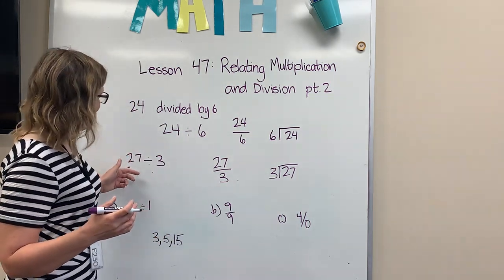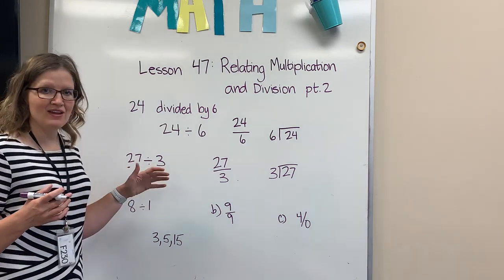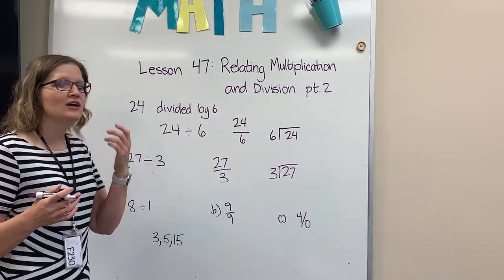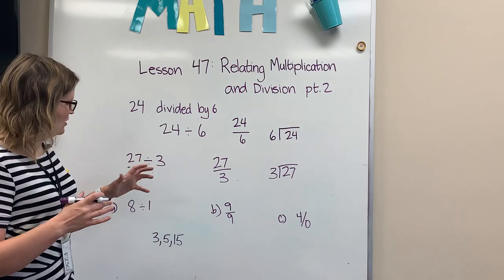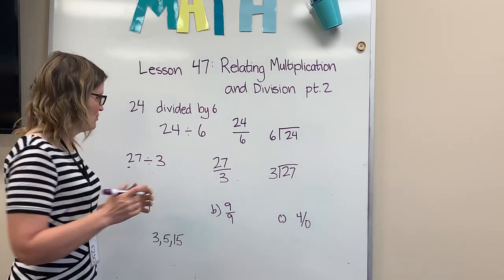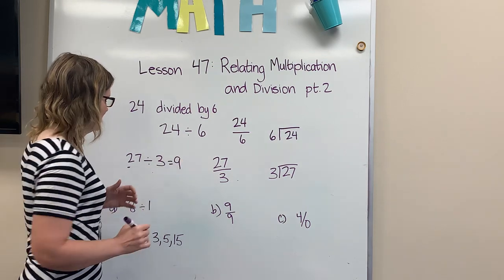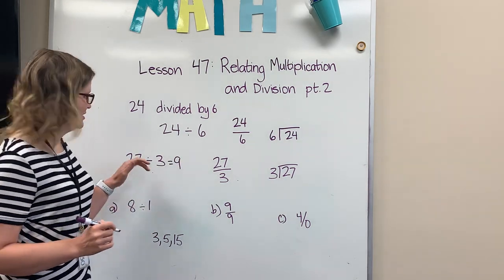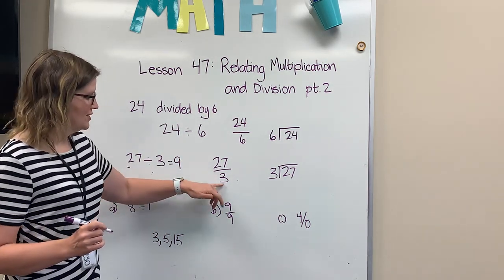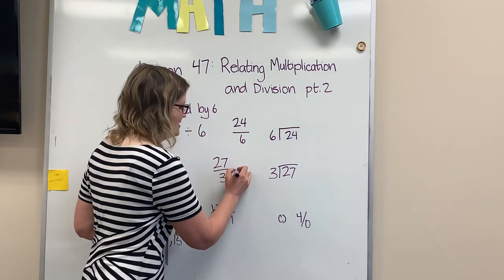Let's do a little bit of practice. 27 divided by 3. We know that we can break up 27 into 3 equal groups, and there will be 9 parts to each group. The same holds true here, 27.